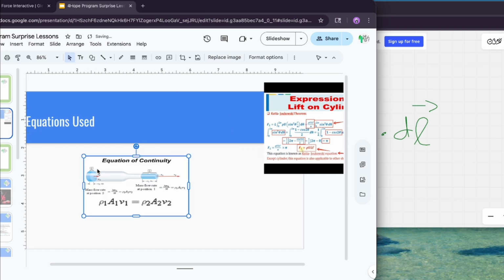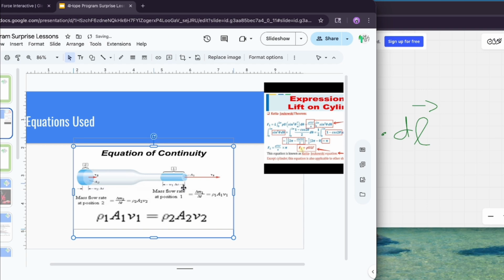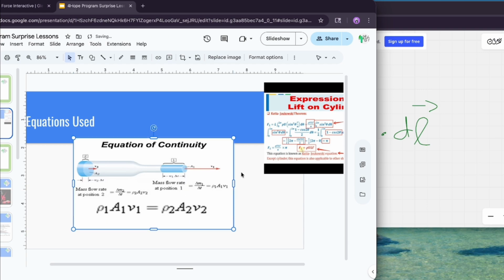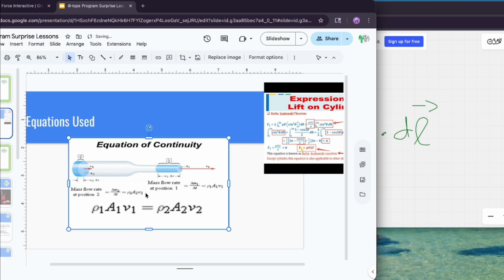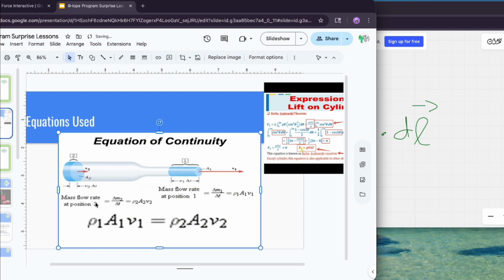The next equation I want to show you guys is the equation of continuity. The main idea is that you're multiplying the density, the area, and the velocity at position 1, and that equals the same thing at position 2. So you're seeing the mass flow rate at position 1 versus position 2. You can see that the velocity at position 2 is going in basically both directions.